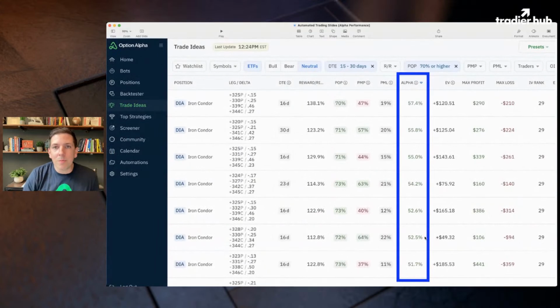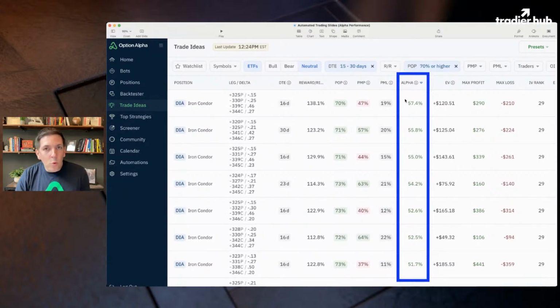Now, again, inside of Option Alpha, I don't know if you saw this on the first screenshot, it was hiding right there in plain sight. If you go back and watch it, I was just highlighting the EV column, so you probably didn't even pay attention to the alpha column. But inside of Option Alpha, you can rank all of your potential trading opportunities, based on all the criteria that you put in, by alpha.